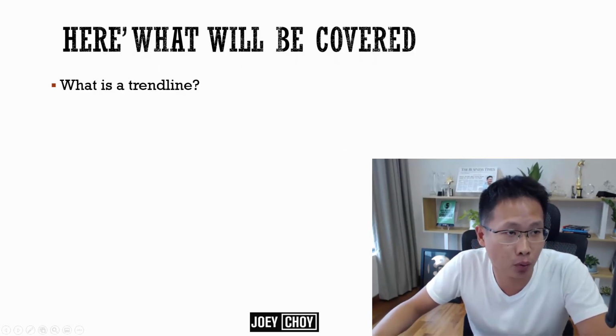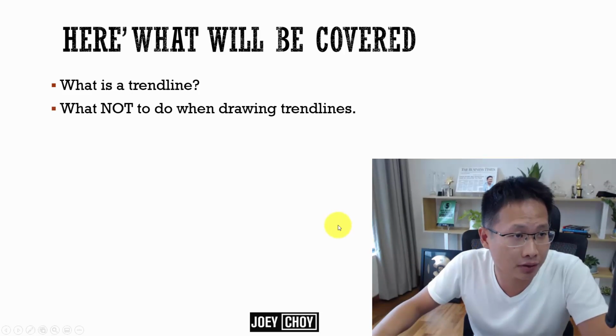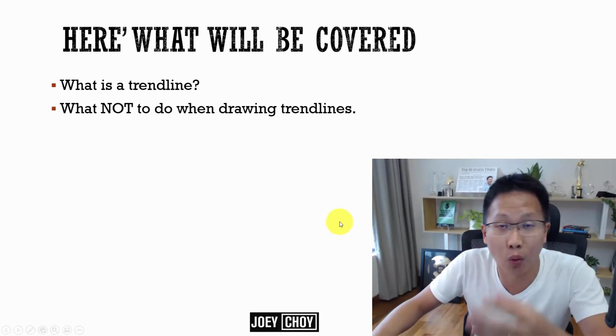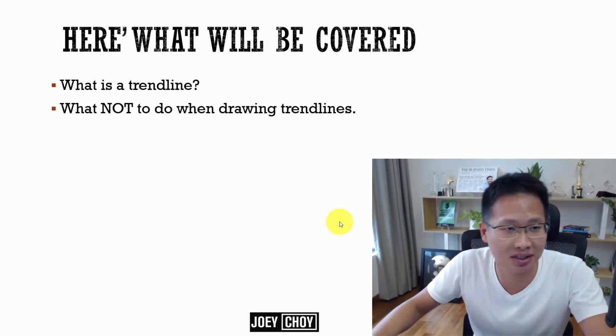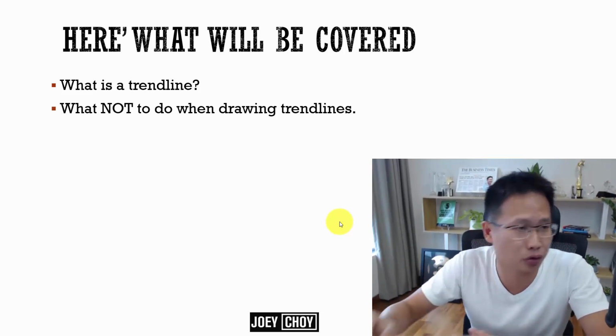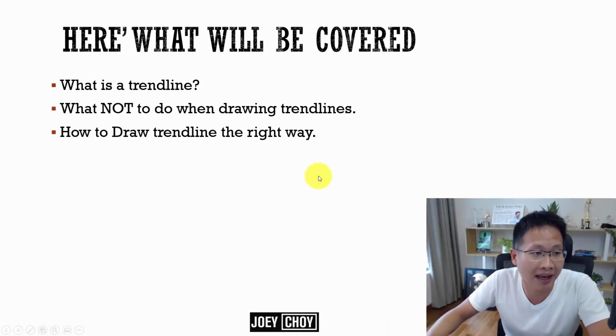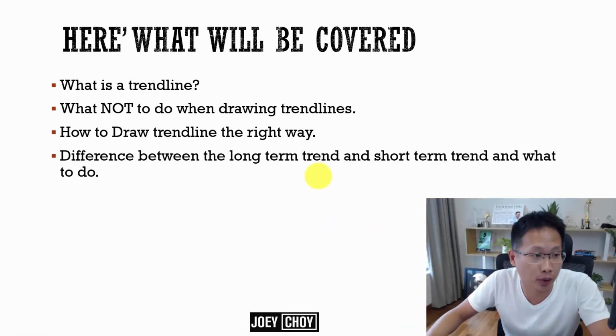So here's what we cover. What is a trend line? What exactly is a trend line? Is it like a line? How many points does it touch? How do we draw it? This is what will be covered. Alright, what not to do when drawing trend lines. I think a lot of people make a lot of mistakes in terms of drawing it. It gets really complicated. I'll show you later how to do it the right way and what not to do as well, and how to draw trend lines the right way.